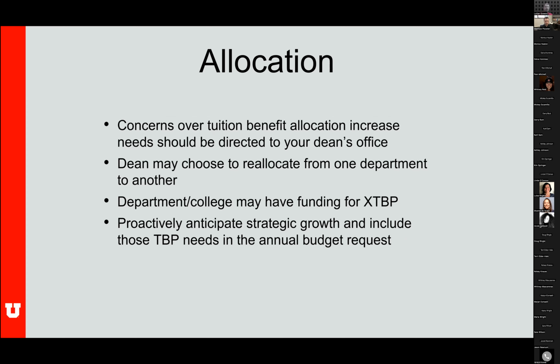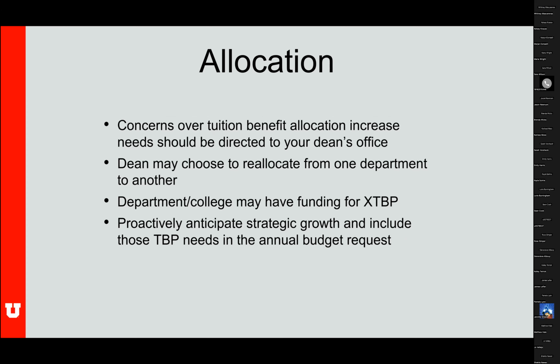Now, allocation concerns over tuition benefit really should go to your dean if it is a concern of we just simply don't have enough. If it's that other scenario where we think the math's not working out, you can definitely reach out to me and I'll help check that and do what I can. But if the question at the end of the day is, I need more allocation money, my sympathies will always be with you, but I cannot give you more allocation money. I simply don't have that money myself.